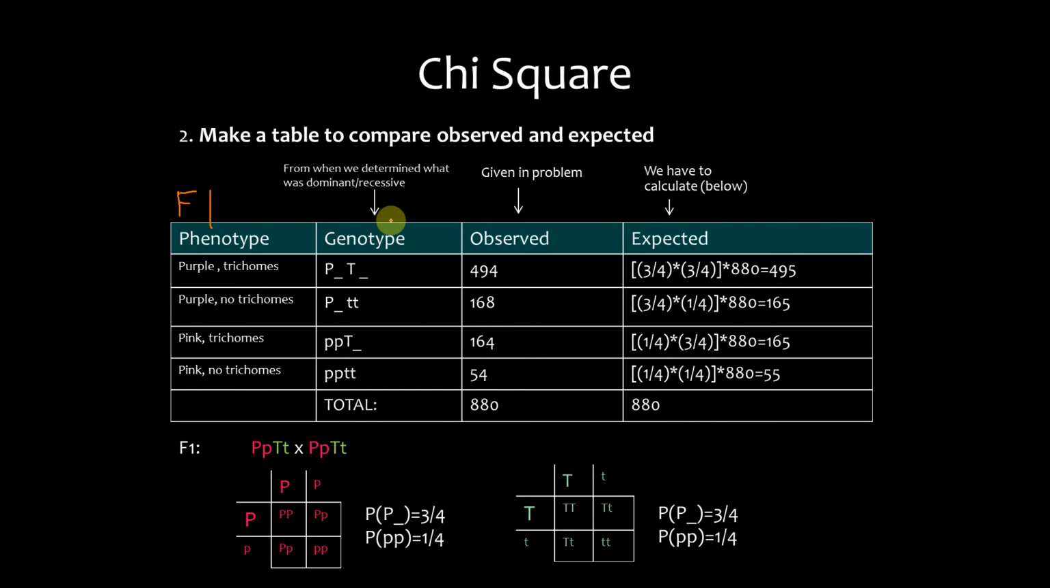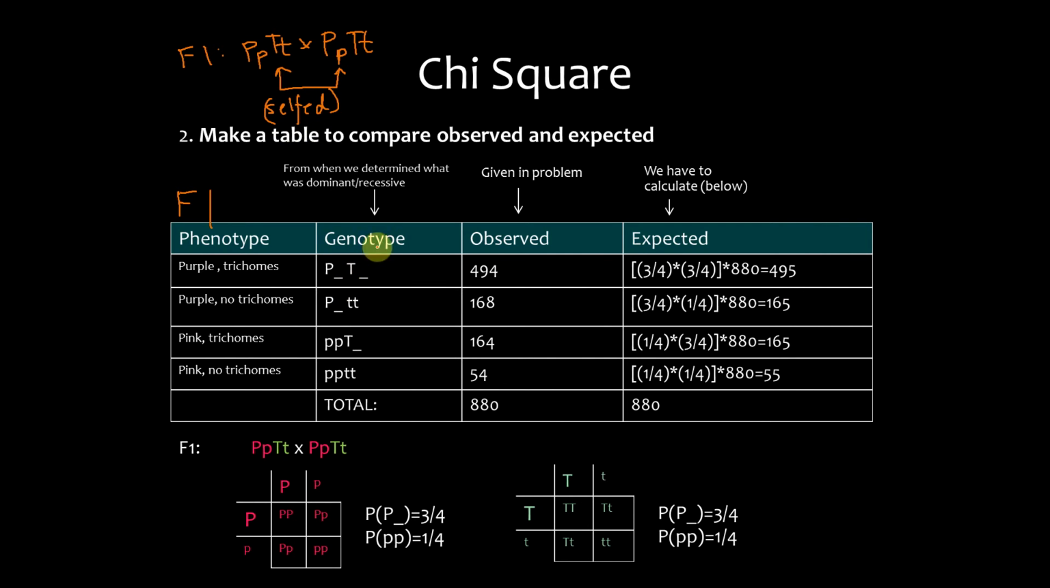One thing that I should have done was write, again, what the F1 cross was. So this was on the previous slide, but just a reminder, the F1 cross was big P, big T, little t, cross big P, big T, little t. These two are the same because it said they were self.